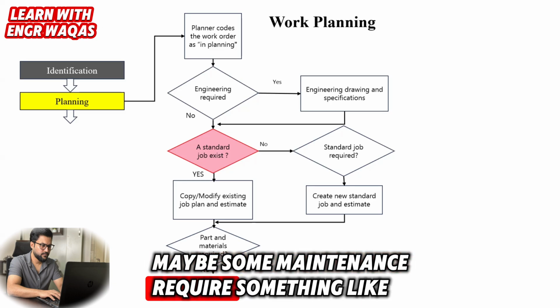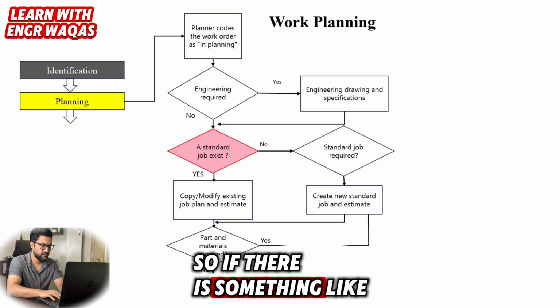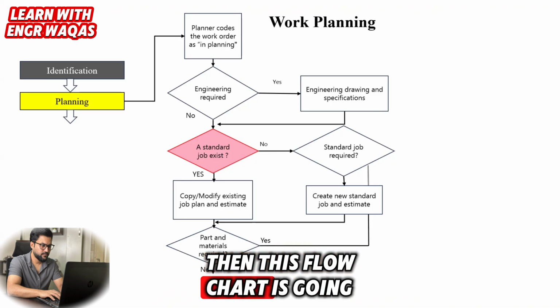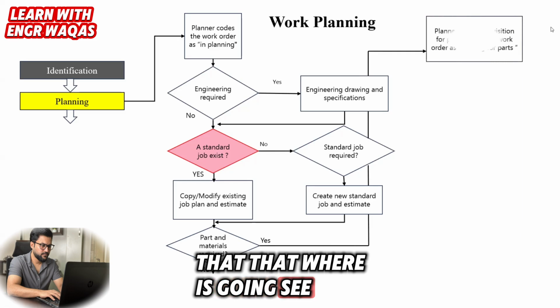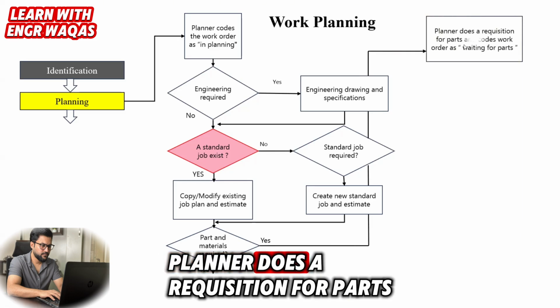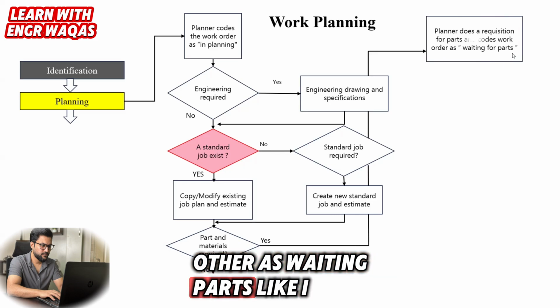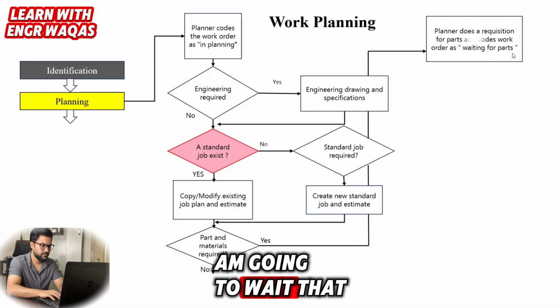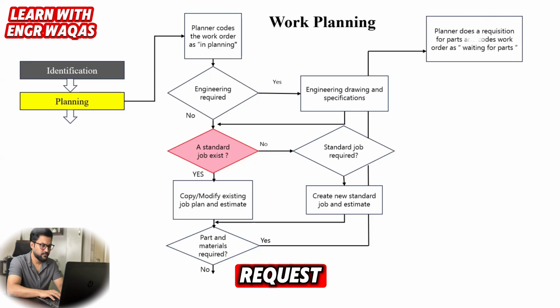Maybe some maintenance requires something like that, right? And yes, we need parts, right? So if there is something like that, then this flow chart is going to be like that. See over here, the planner does a requisition for parts and codes the work order as waiting parts. Like, I am going to wait because I need these parts or rings. Okay, I'm going to raise a requisition request.